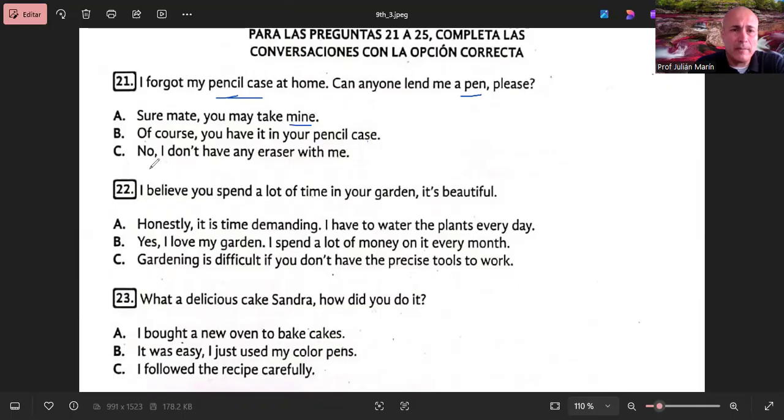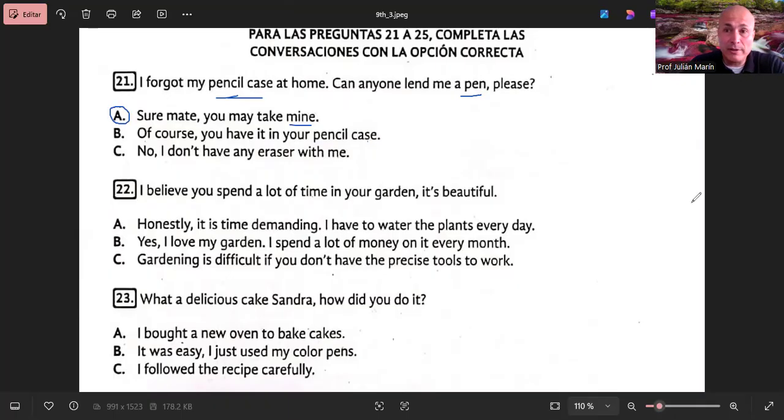And then we have C: No, I don't have any eraser with me. So in this case, very easily we can cancel C because this person is not asking for an eraser. He's asking specifically for a pen. So canceling B and canceling C, we have A as the correct or most appropriate answer.